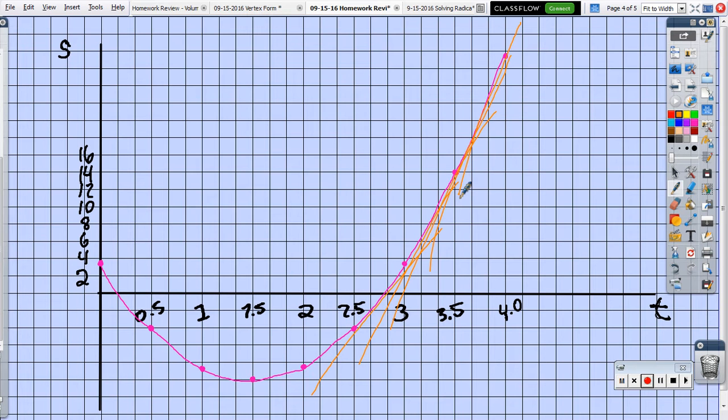Go ahead and do, with your partner, go ahead and do 5. Or solo if you're solo. I'll walk around and help if you get lost. But go ahead and do 5. See what we get. Do you have to graph it? Because that's a big graph.